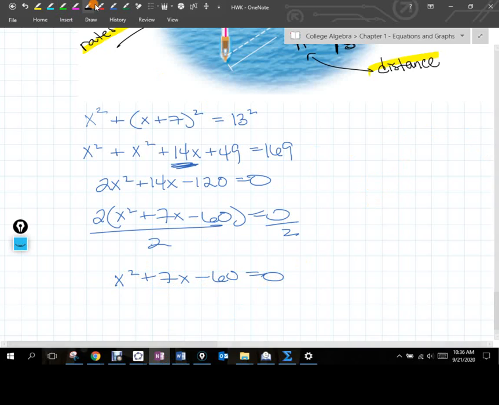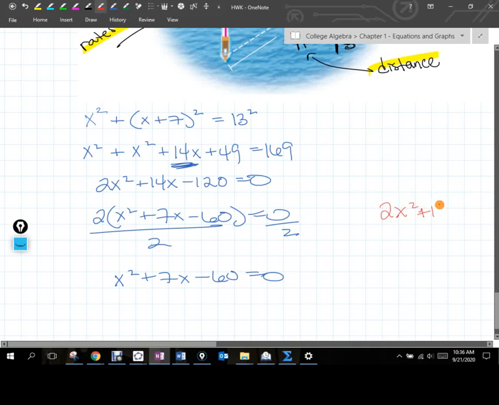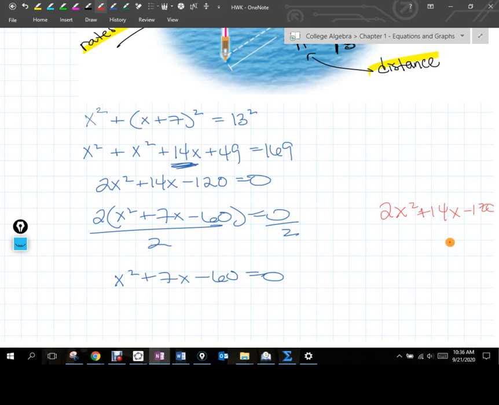If I just give you 2x squared plus 14x minus 120 and ask you to factor that, does the 2 disappear? No, because there's no 0 on the other side, so it's not an equation. When I rewrite an expression, the rewrite has to be the exact same thing as what I started with, just in a different format. Is that okay with everybody?